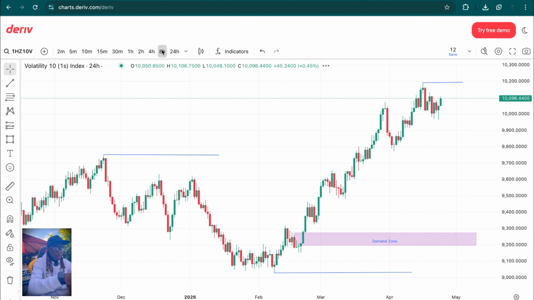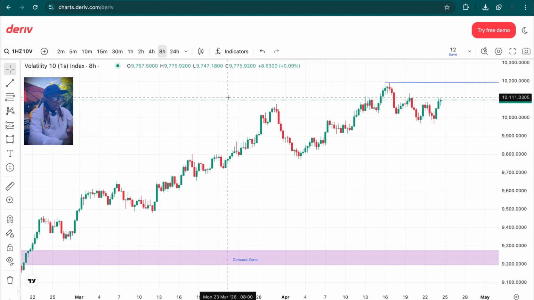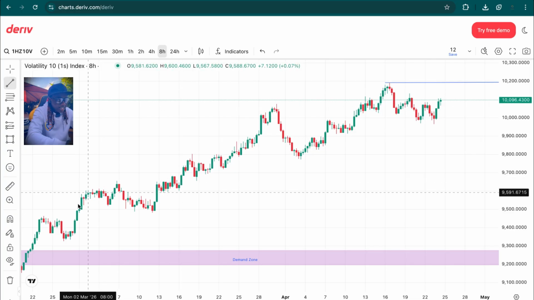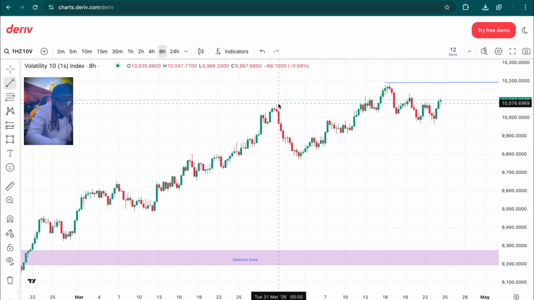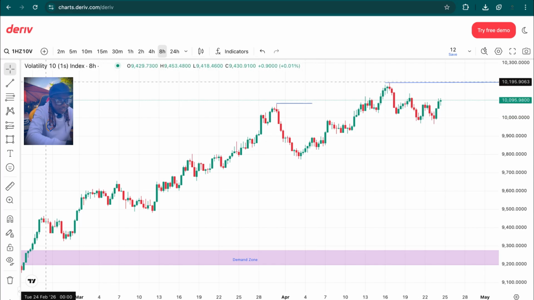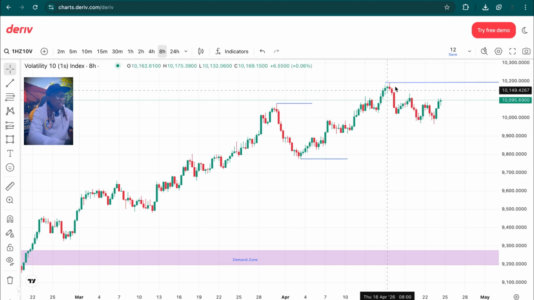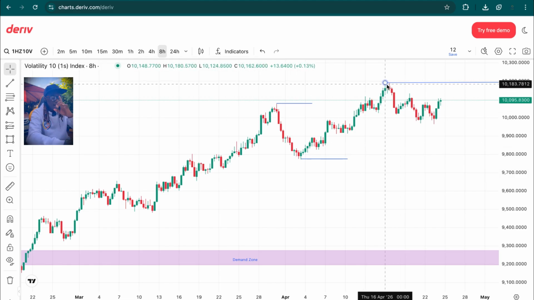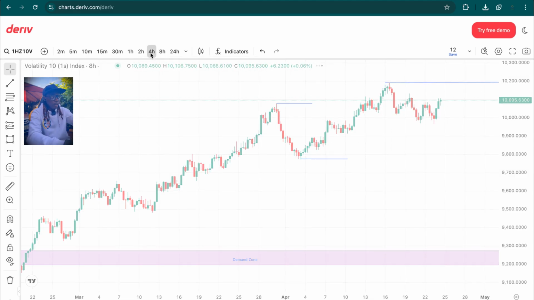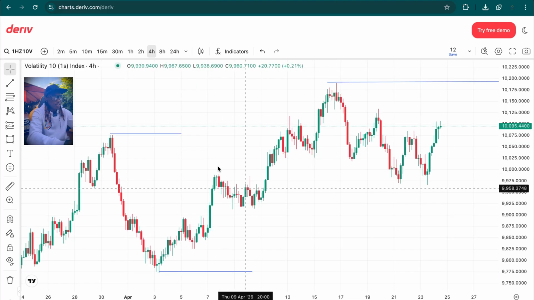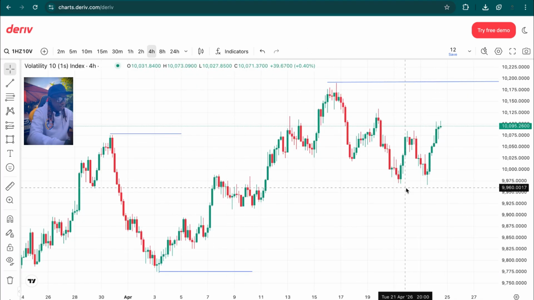So after that, we'll go now to our 8 hours. We'll go down to 8 hours, and in 8 hours I can see we are bullish, and I can spot this higher high here, the previous higher high, and then price gave us this higher low. After giving us this higher low, price went all the way to give us the new high. So after giving us the new high, we'll go now to 4 hours so that you can see what is happening here in 4 hours.